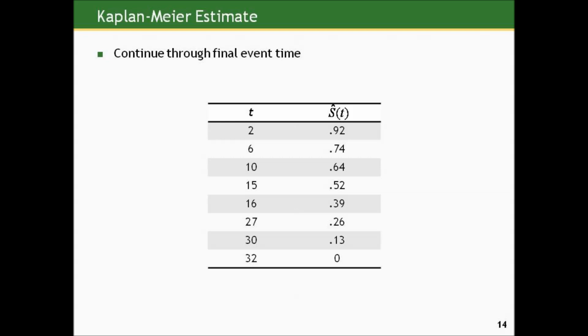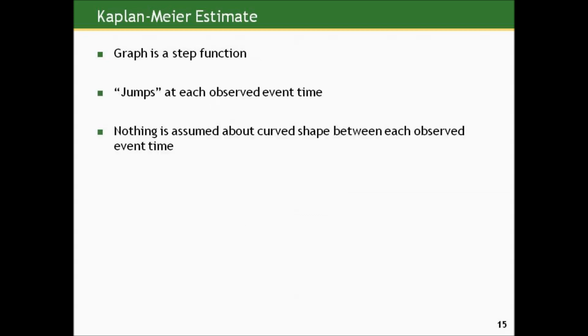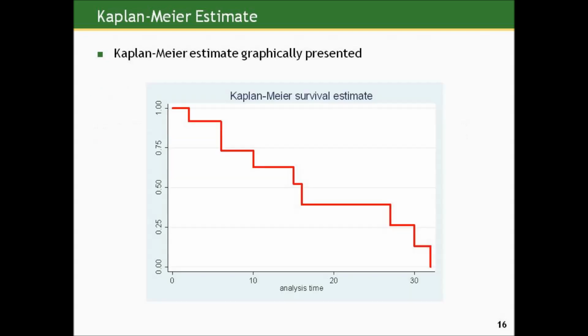Well, of course, this can get cumbersome to look at in tabular form. We only had 12 events or censoring times here, but if we had a larger sample, summarizing this in tabular form may not convey the story as well as a picture. So we can turn this into a graph where we plot time on our horizontal axis and S of t on our vertical axis, and we can connect them as a curve. What it looks like is what's called a step function, a curve with steps in it, because it only jumps, changes shape, at each observed event time, and nothing is assumed about the shape between each observed event time. So we keep the estimate constant until we observe another event.